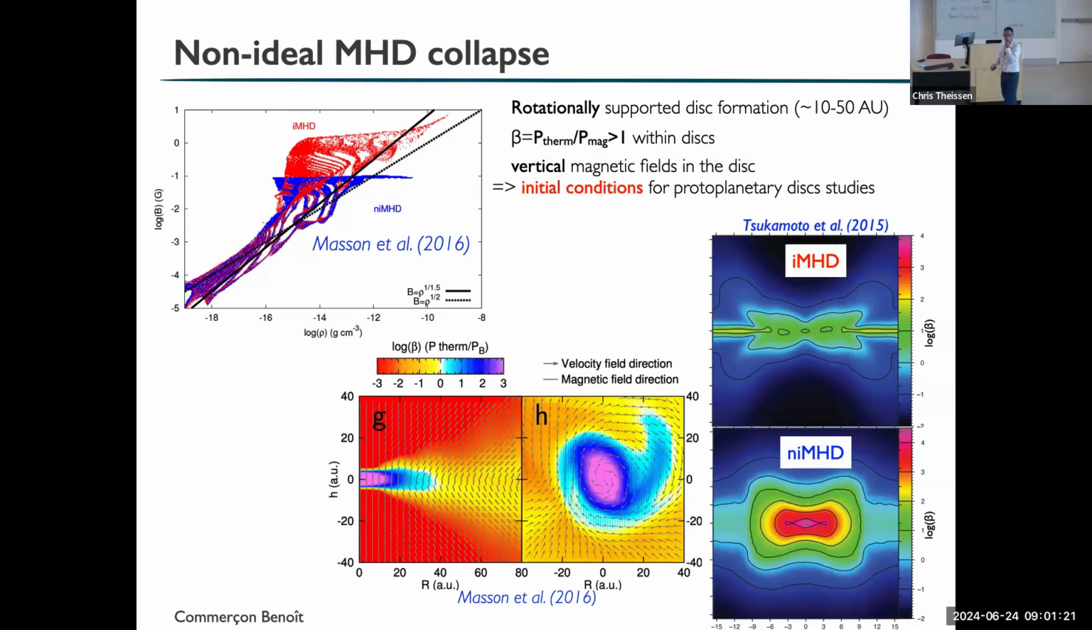I show here two examples of disks that are forming. You see here maps of the plasma beta. Plasma beta is the ratio between the thermal pressure and the magnetic pressure. And you see that these disks are well described by plasma beta above unity, meaning that these disks are dominated by the thermal pressure. So they are kind of hydro disks. It's in contrast with the ideal MHD case, where we have a stronger magnetic field and much lower plasma beta. If you look at the magnetic field line orientation in the disk, you find that we have essentially a vertical magnetic field in these disks. So today we are able to provide initial conditions for our colleagues doing protoplanetary disk studies in terms of magnetic field orientation and plasma beta.